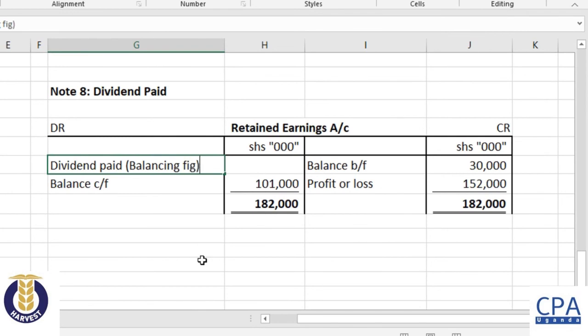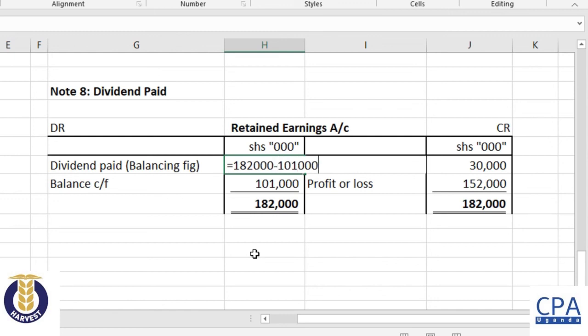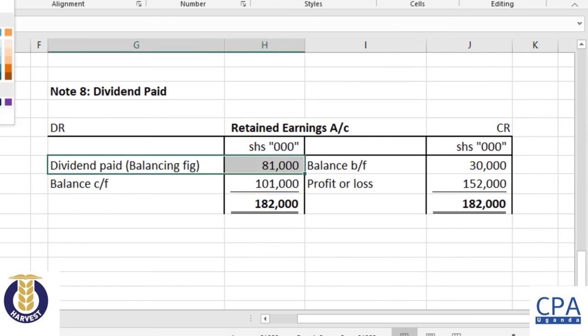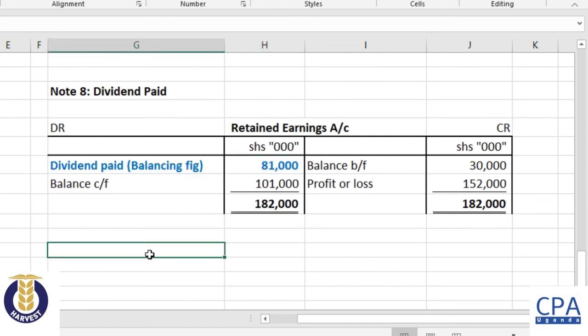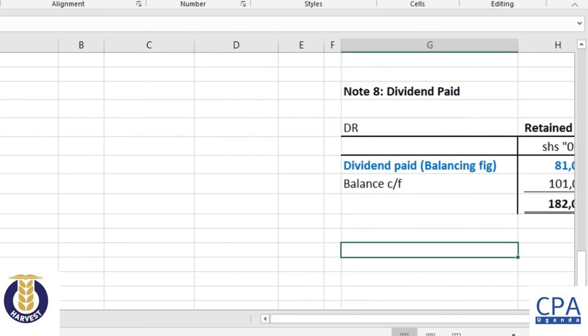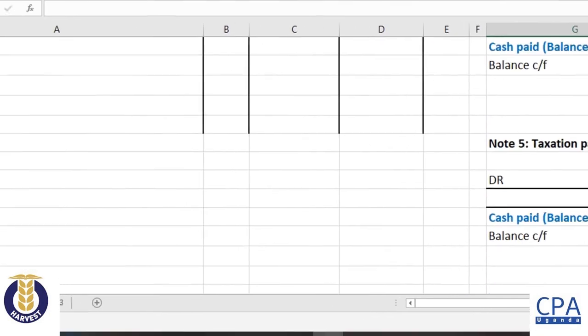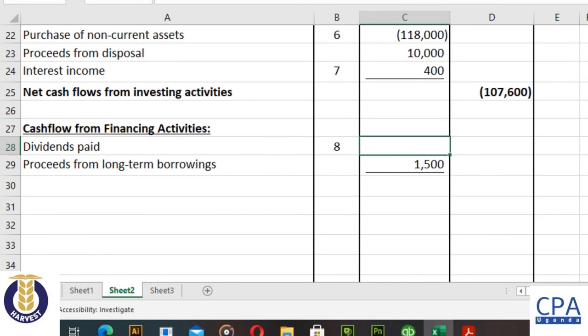That is our balancing figure. I'll abbreviate it like that. So our balancing figure is definitely 182 million, the total, minus 101, which gives us 81 million. So we paid a dividend of 81 million. Let me put it in blue, like I've been doing for all the others. And that 81 million is what I'm going to take to my cash flow statement right here. I'm going to put my 81 million, and that's money moving out.